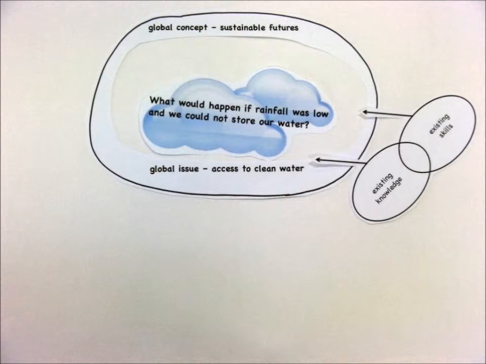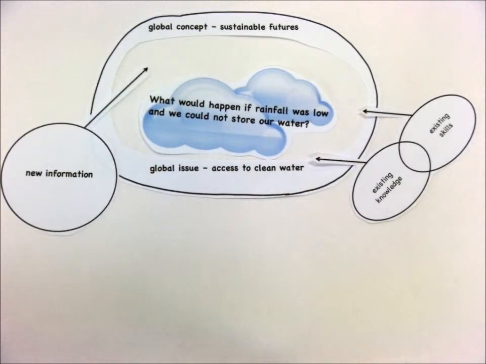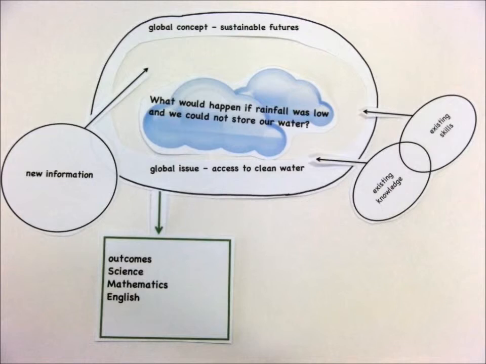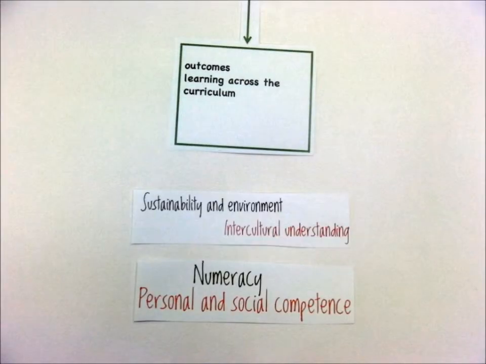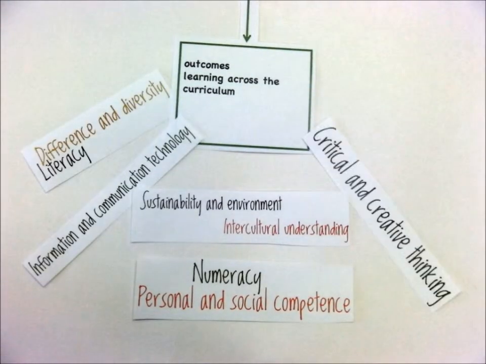By using their existing knowledge and skills, looking at a global issue within a personal and local context, gathering and evaluating new information and applying it to a wider context, the students learnt so much from their class project, not only in science and technology, but also achieved outcomes in mathematics and English. Importantly, they addressed a range of learning across the curriculum content.